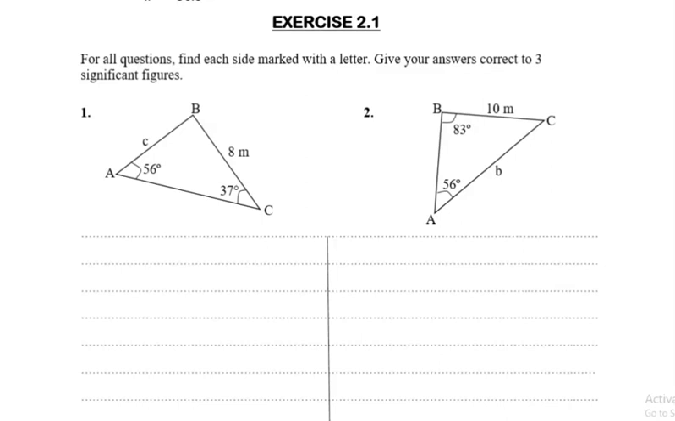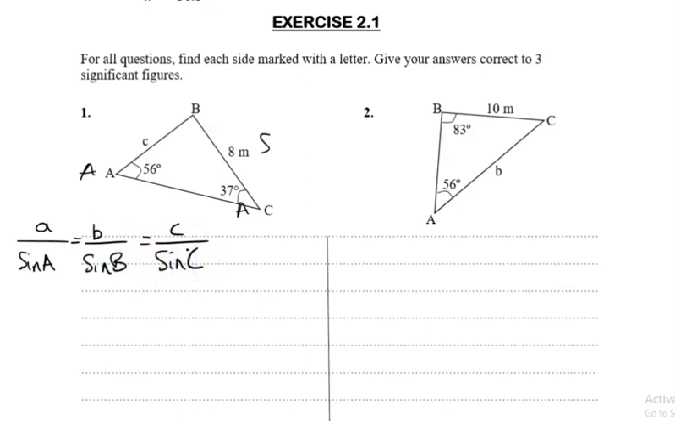Exercise 2.1. Here we have a triangle. It's a non-right angle triangle. We have an angle, then another angle, and then a side. Now we have two formulas that we can use to work this out. This first exercise is covering sine rule. The formula for sine rule is a over sine A equals b over sine B equals c over sine C.